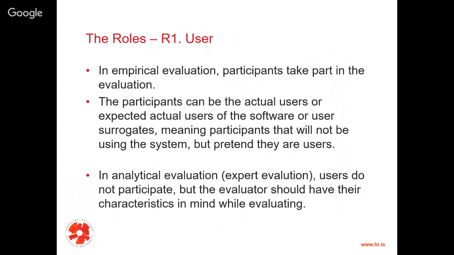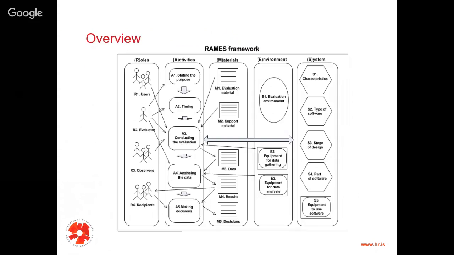So for each of the factors, there are 22 factors from R1 to R4. Then you have 5 factors for the activities, 5 for the materials, 3 for the environment and equipment, and 5 for the system. And you describe each of them.